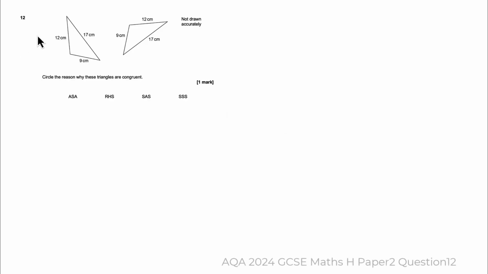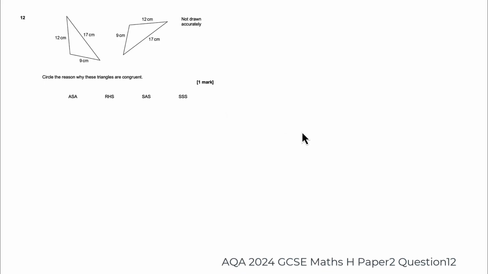So here we have question 12. And we're given a couple of triangles. We know all the sides in this one. We know all the sides in this one. And we have to circle the reason why these triangles are congruent. Now remember, congruent triangles, we can fit one exactly on top of the other. And we're given 4 choices here, and there's letters in there. Now, what on earth do these mean?